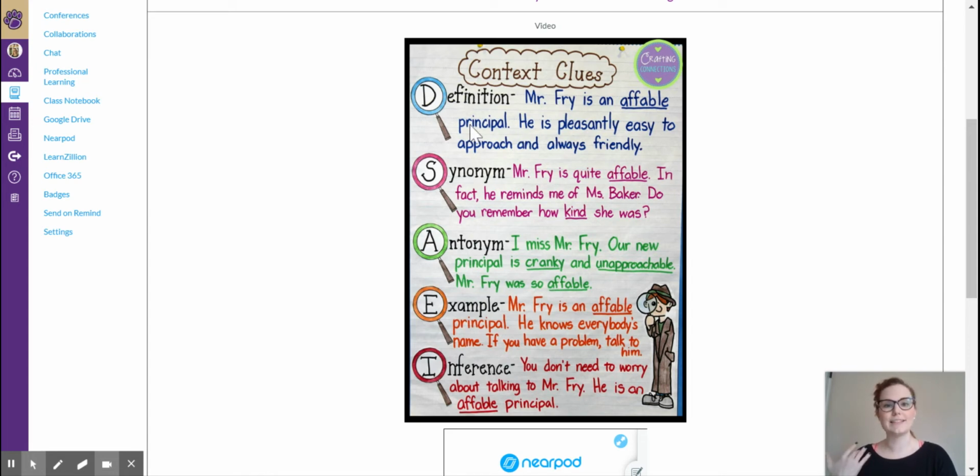So Mr. Fry is an affable principal. The word affable, I don't know what that means. Sometimes an author will include a definition right after the word. And if I can use that, then I can infer what the word affable might mean. So Mr. Fry is an affable principal. And then this one goes on and says, he is pleasantly easy to approach and always friendly. So affable must mean friendly or kind or helpful.